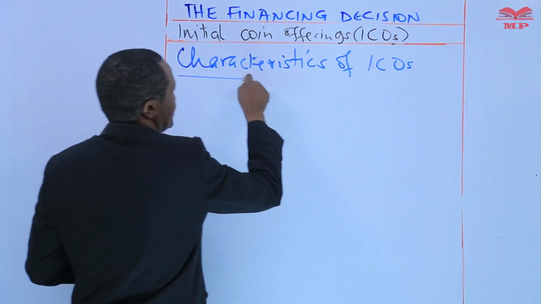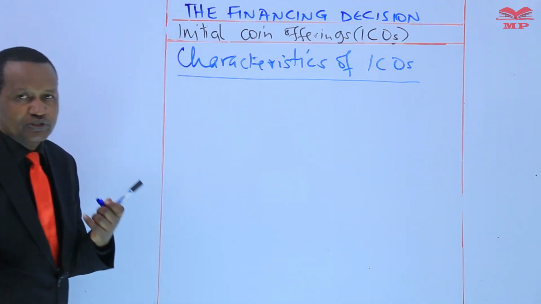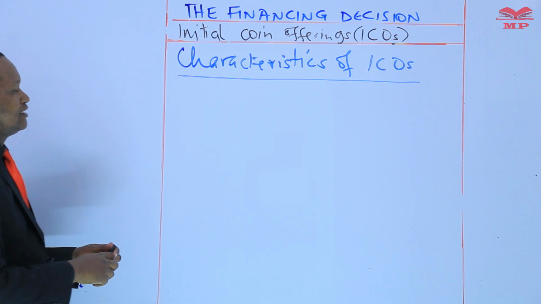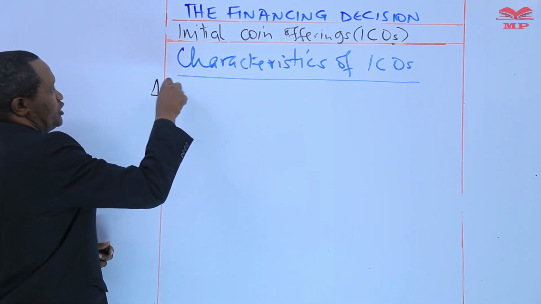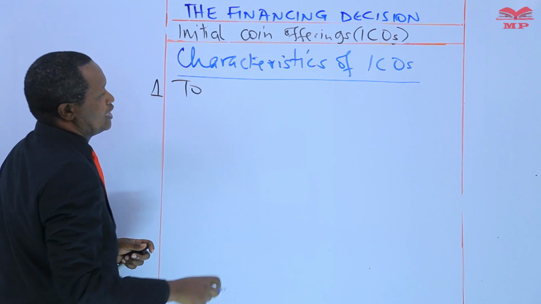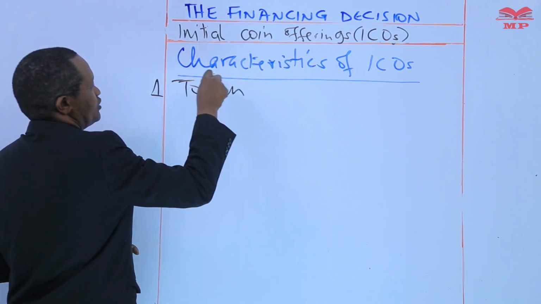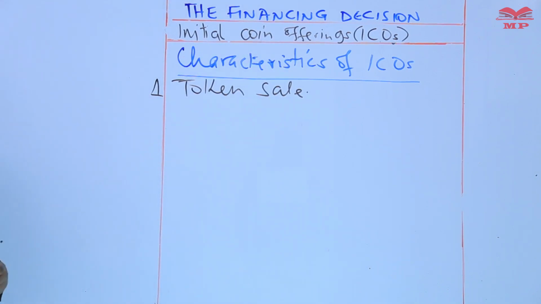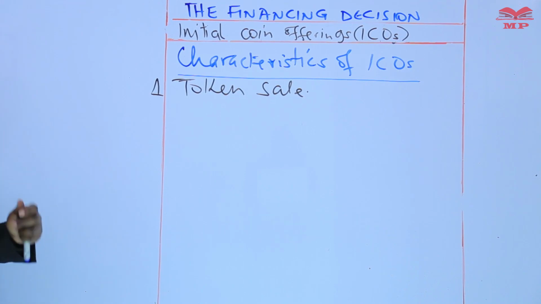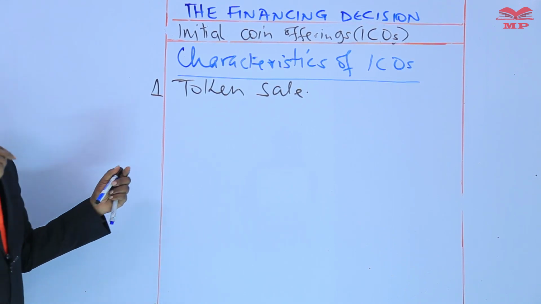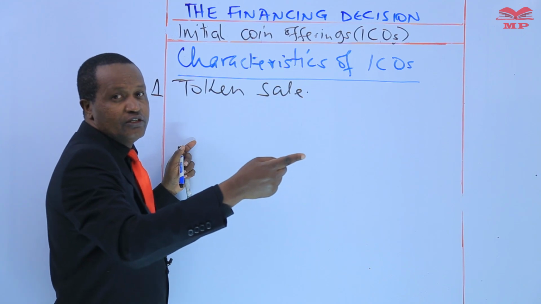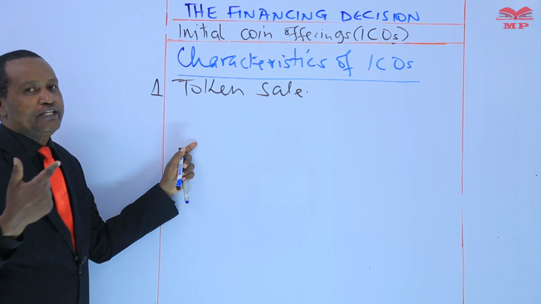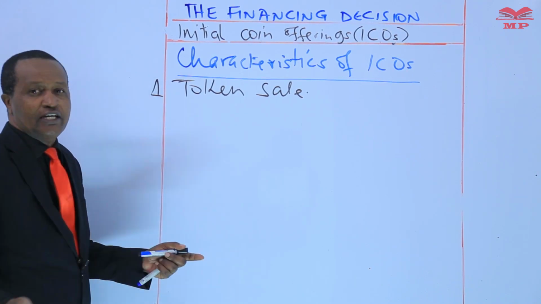Characteristics. What are the features? What are the attributes of ICOs? The first one is token sale. In defining it, I mentioned that companies sell tokens. So there is what we call token sale. In an ICO, a company or project sells tokens to participants in exchange for cryptocurrencies, such as Bitcoin or Ethereum or any other type.